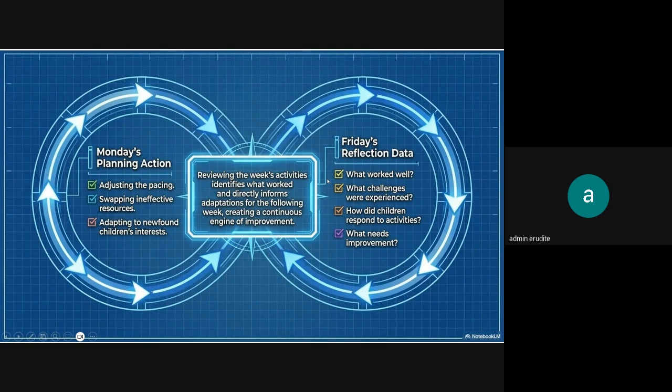This is basically like a wheel to say that one works with the other. So on Monday, I saw that I need to adjust my pace. My pace was too fast. The kids did not understand. It can be swapping resources, or adapting to new finds, the child's interest. The child's got something new. On Friday, we will then reflect: what worked well, what were the challenges that we experienced, how did the child respond to that activity, what needs improvement.